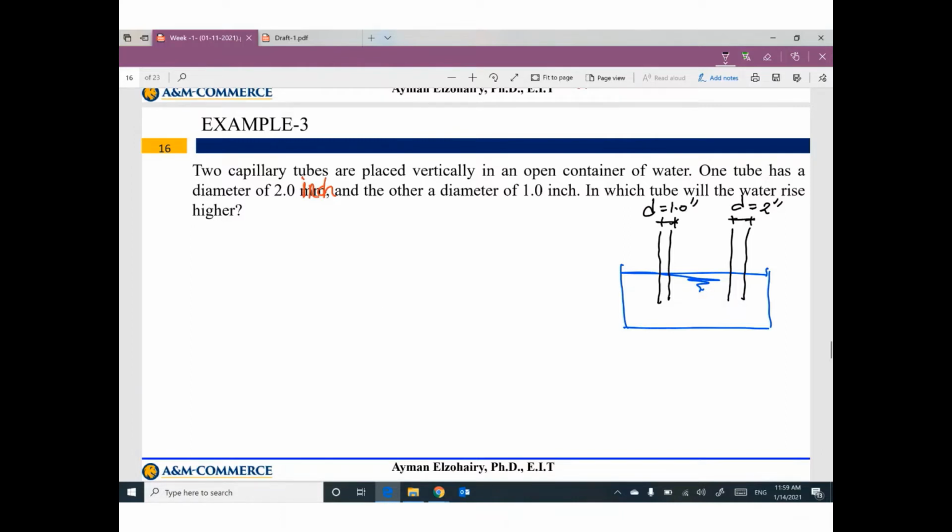Can you tell me which one of the two tubes will the water rise higher? I believe both of them will have a height: this one with diameter D1, H1; this one with diameter D2, H2. I would like to investigate which height is bigger, H1 or H2. So guys, what do you think? Which one will the water rise higher, with diameter 2 inch or diameter 1 inch?